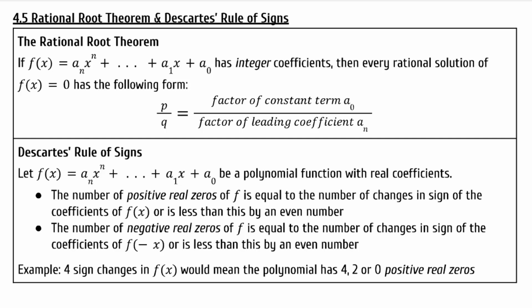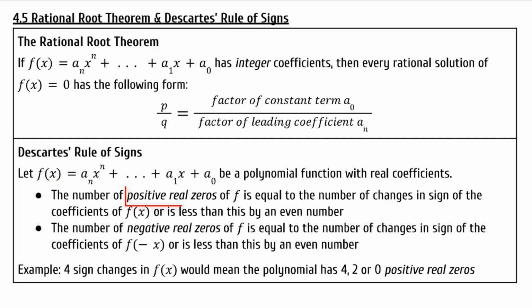Remember how the fundamental theorem of algebra gives you the number of solutions for a polynomial equation? Well, Descartes' rule of signs gives you the possible number of each category of solutions. So positive real zeros or negative real zeros, which can help you narrow down the process when you're looking for the zeros of the polynomial. Let this be a polynomial function with real coefficients.